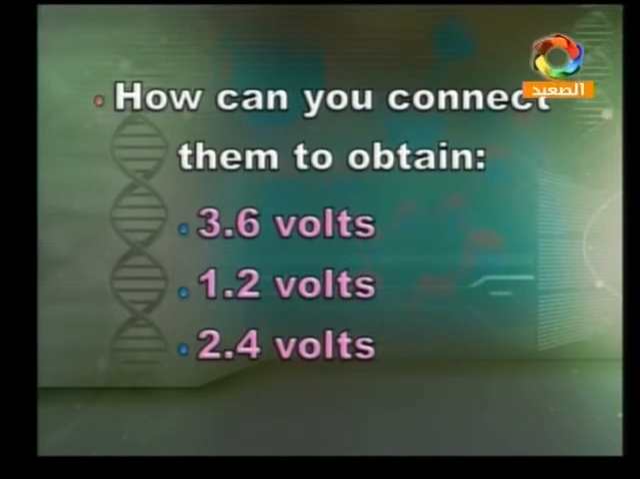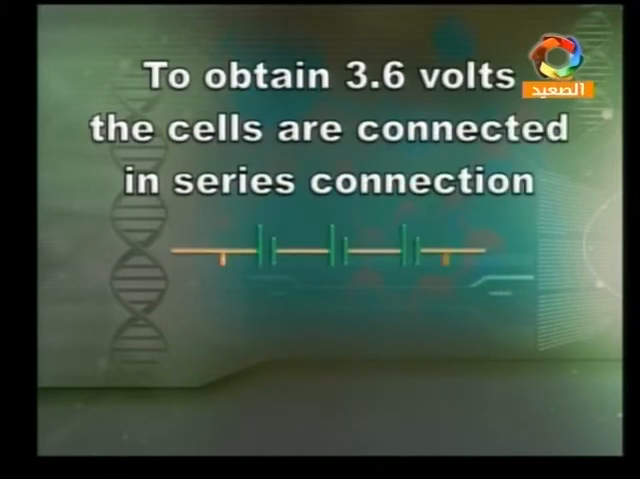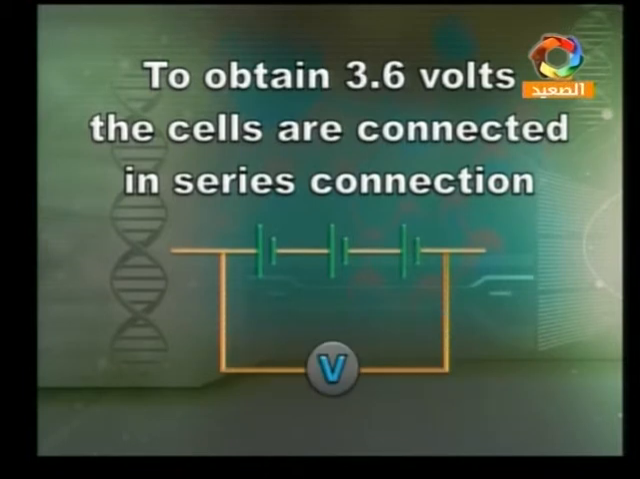But what about the answer here for 1, 2 and 3? To obtain 3.6, as you said, you must get this voltage connection in series connection. Series means connect positive with negative, and don't forget to put a voltmeter. So each cell is 1.2, 1.2 by 3, directly we say 3.6 volts. So it's the highest EMF. Series connection obtains the highest EMF of all the cells of the problem.